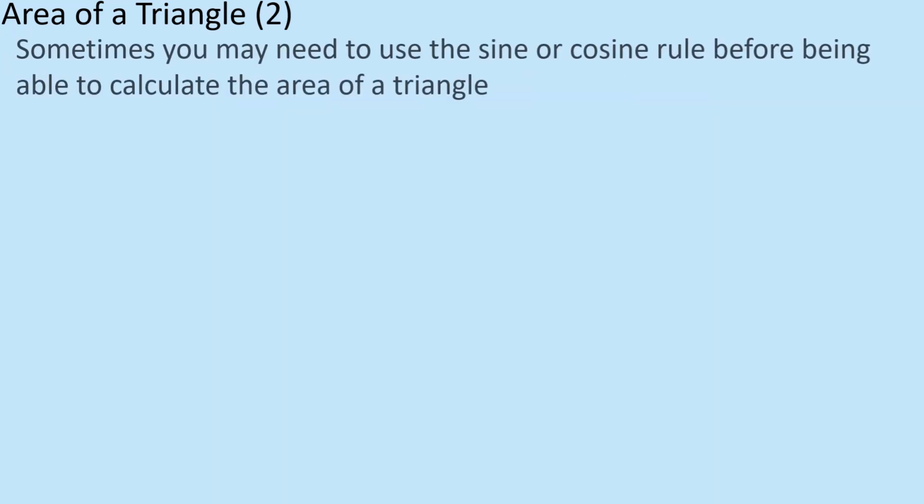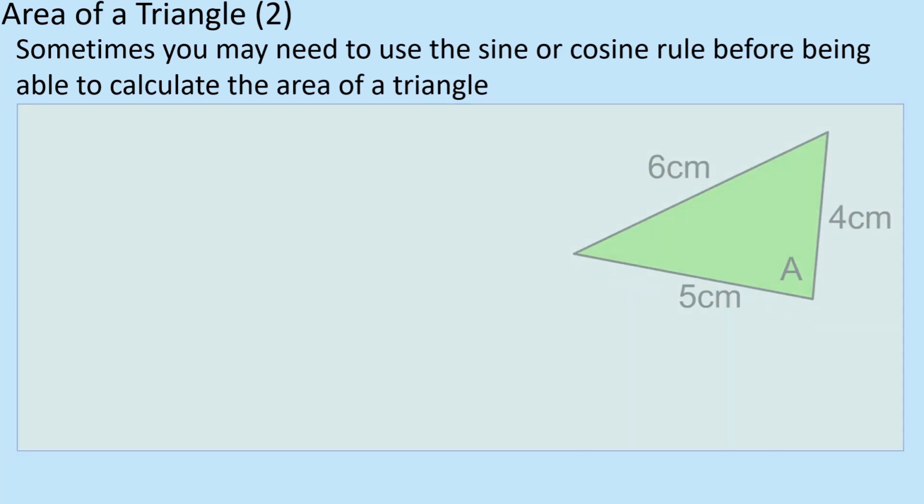Good. So let's have a look. You may need to use a sine or cosine rule before being able to calculate the area of a triangle. If you haven't done the sine rule and you haven't done the cosine rule, then you might want to skip this particular bit and go back to look at those first. But I'm going to go through it anyway for those people who have, and those who want to progress a little bit further.